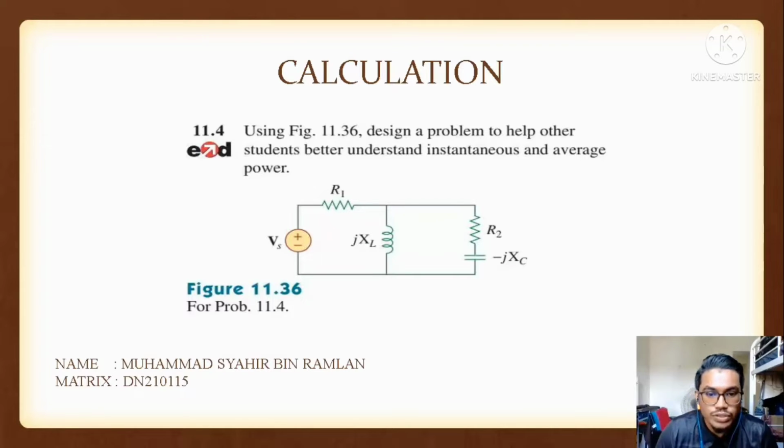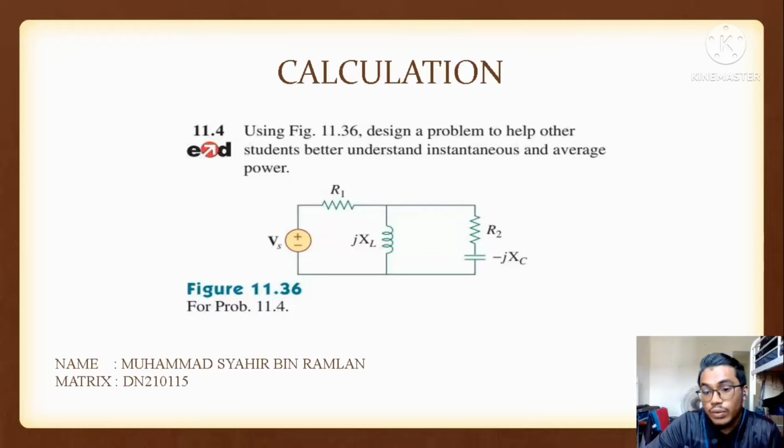Hi and Assalamualaikum warahmatullahi wabarakatuh. My name is Muhammad Syahir bin RAMLAN and my matric number is BN210115. I'm from group 9, and the question we chose is 11.4. The question, using figure 11.36, is to design a problem to help other students better understand instantaneous and average power. As we can see, the question asks us to design. We go to this figure first. We can see here that R2 and XC are in series, in parallel with ZL, and this ZL is in series with R1.